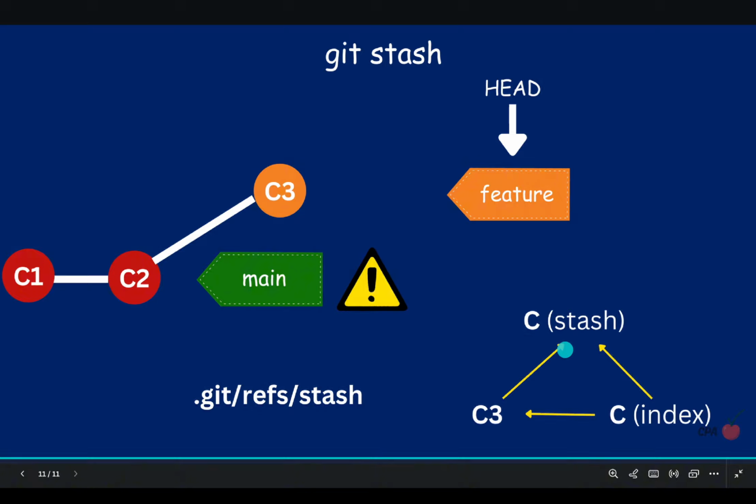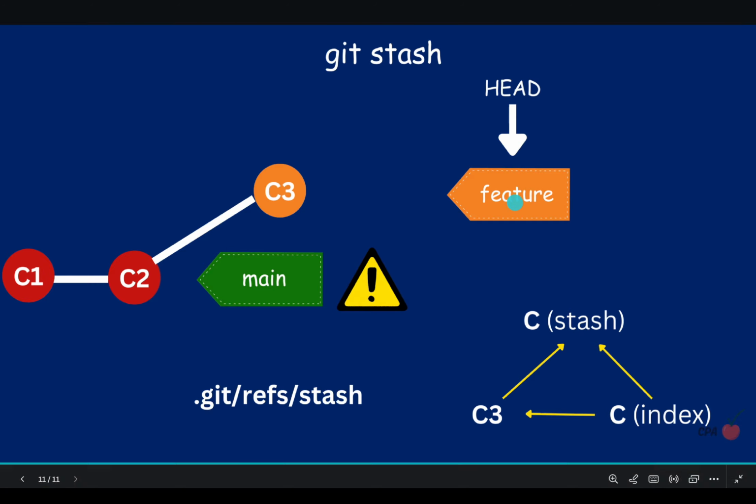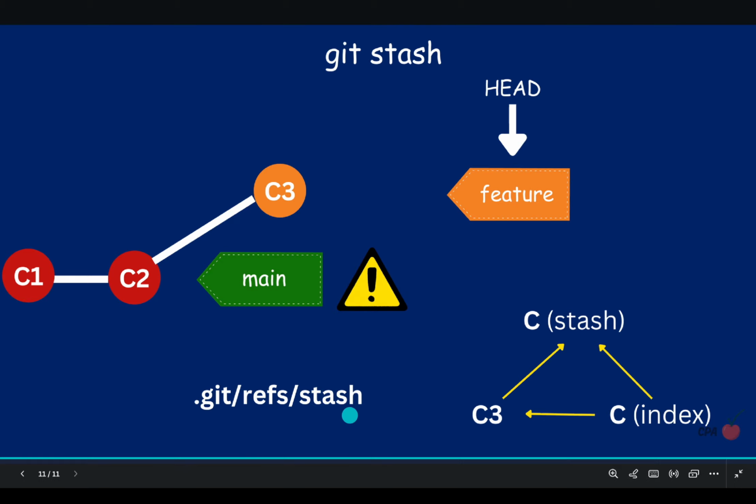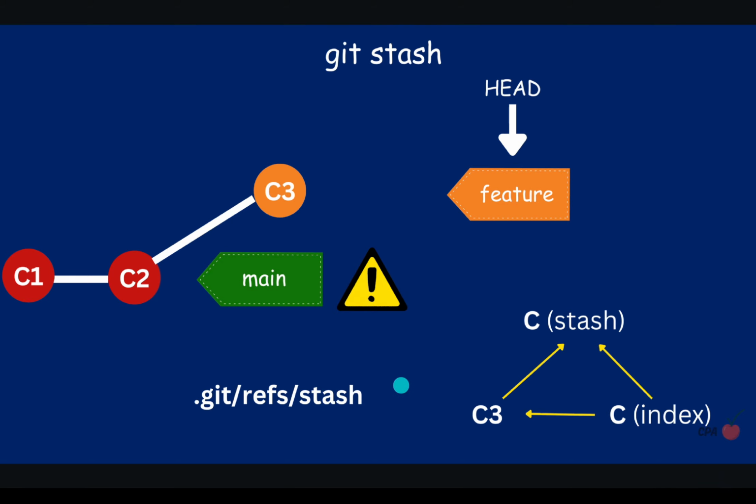Remember, these commits, the C index and C stash, are not part of the feature branch. And when you look at the feature branch, it now only has this C3 and your changes in the working directory are gone. But a reference to this stash commit is saved in this place. Now let's see this in practice, which will make more sense.